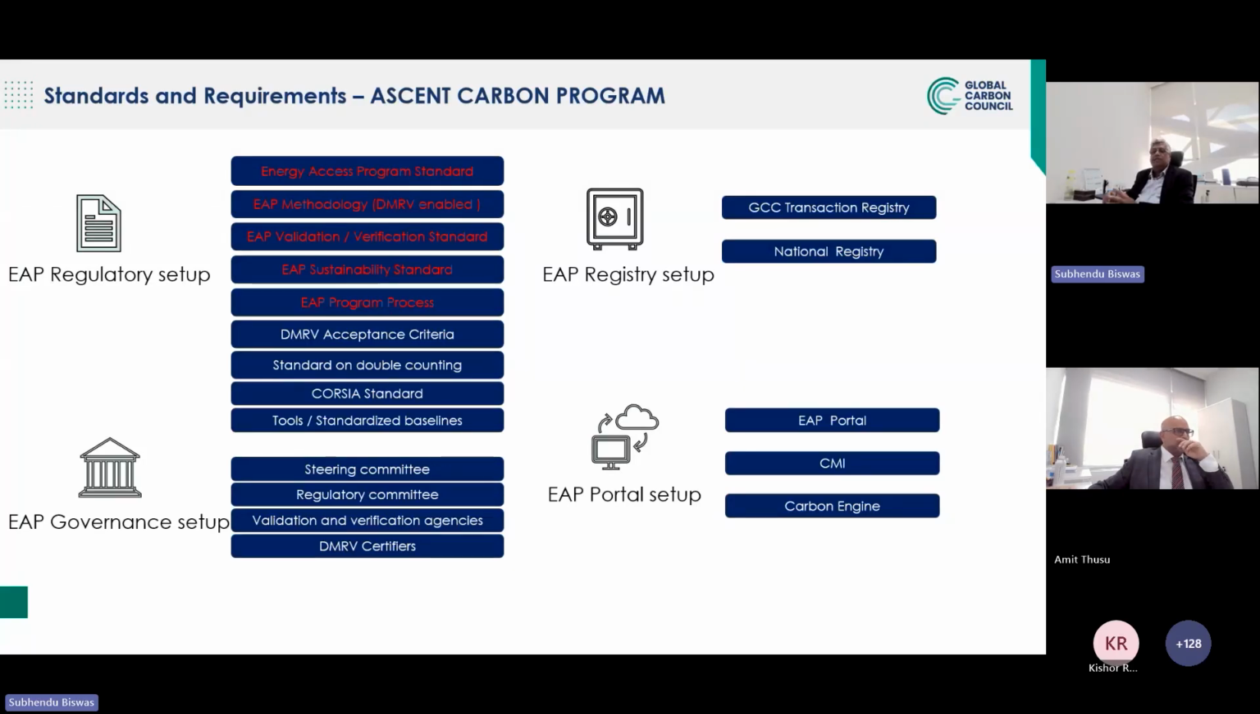There's a registry already sitting, which is going to be issuing credits on a real-time basis. There would be national registries issuing credits which are authorized credits. We also have a separate dedicated energy access portal, because this is a different structure in itself. The CMI, as Kishore said, is carbon market infrastructure we are also offering to host countries to be able to authorize credits, keep a record of it and interface with the UN. And we have this carbon engine which is running, which translates raw data to GHG claims.